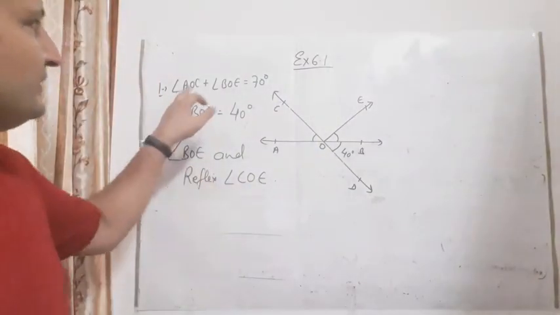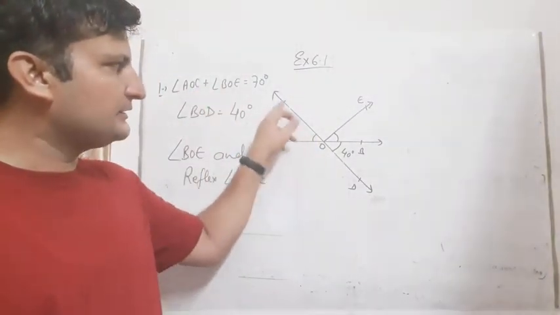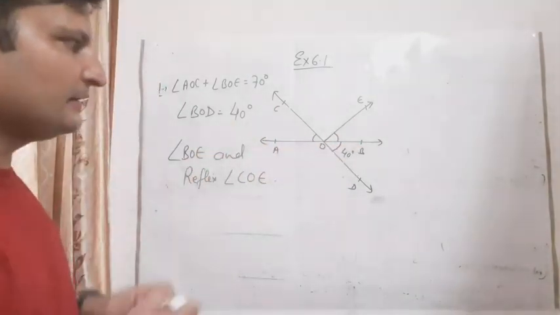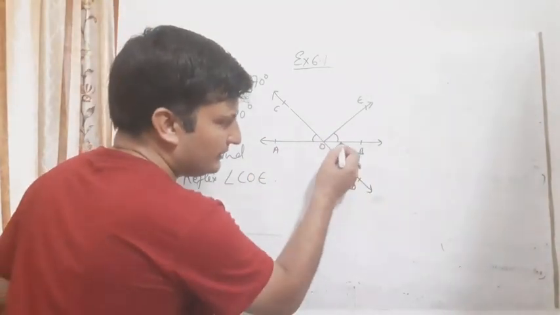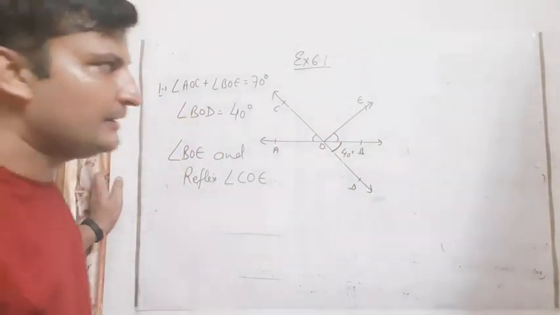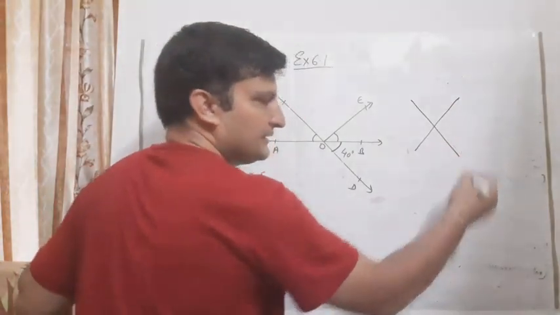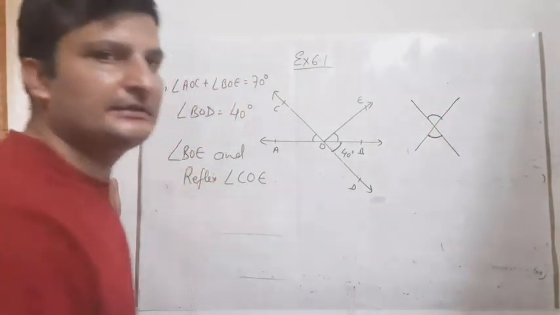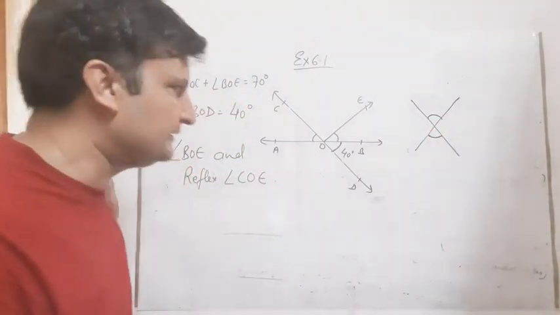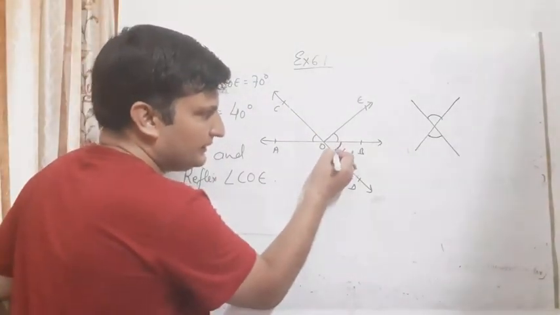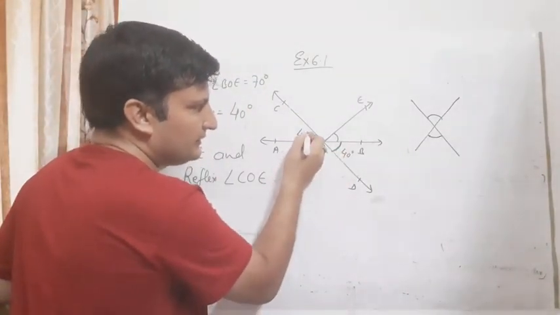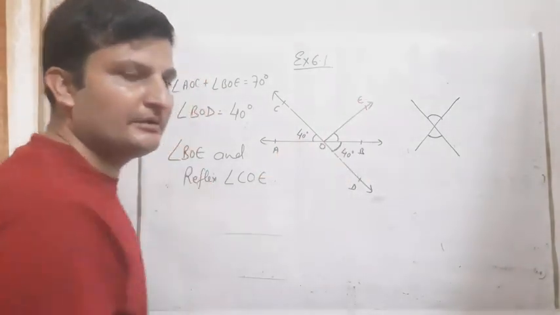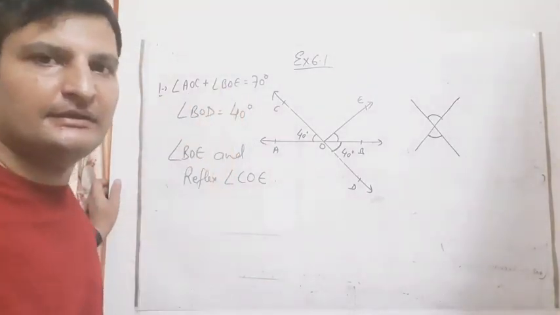Look here. It is given that angle AOC plus angle BOE, the sum of these two, is 70 degree. But angle BOD is also given as 40 degree. I told you earlier that when two lines intersect each other, these angles are called vertically opposite angles, which means these angles will be equal to each other. So if this angle is 40 degree, this angle is also 40 degree. Right? We can find BOE easily, because the sum of these two angles is given as 70 degree.